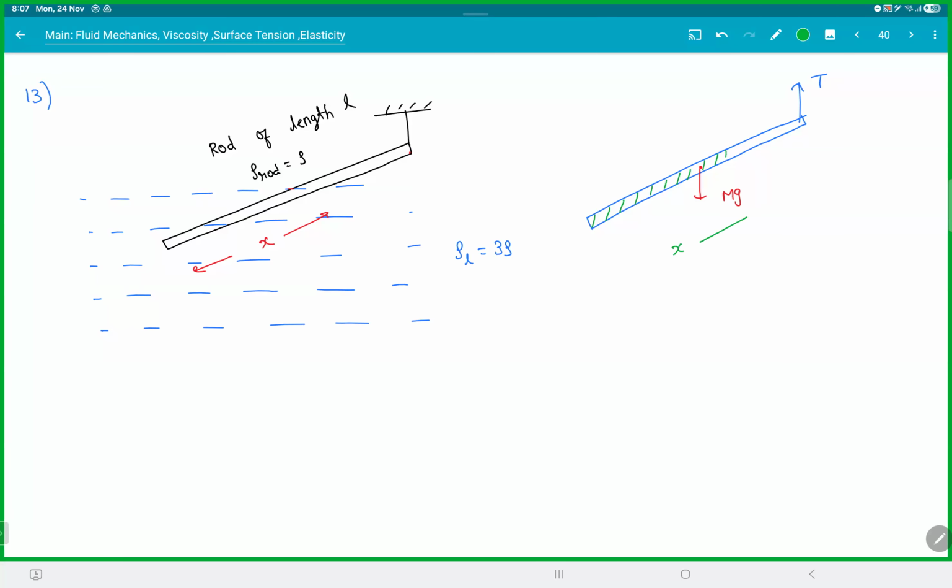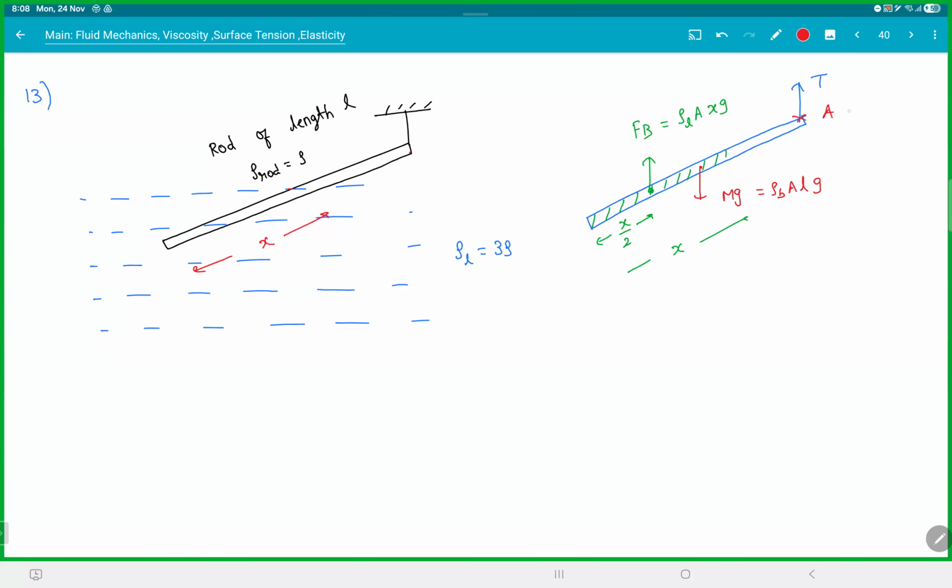Meaning if you take this as x, so we can call it the center of buoyancy, FB will act at x by 2. That is an important concept in this. Clear with this? So be careful with that. The buoyant force will act at that point. It will not act at the center of mass of the rod. And then what is FB? That will be rho liquid, A, x, g. Mg will be rho body, A, L, g.